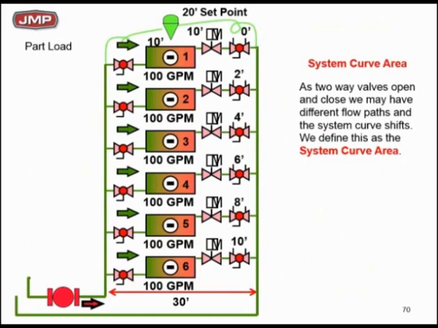In other words, when you see a band of 100 GPM, you don't know the head. It could be zone 1, which is going to be the highest head requirement, or it could be zone 6, which would be the lowest head requirement.